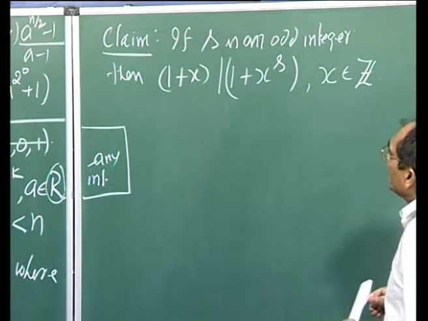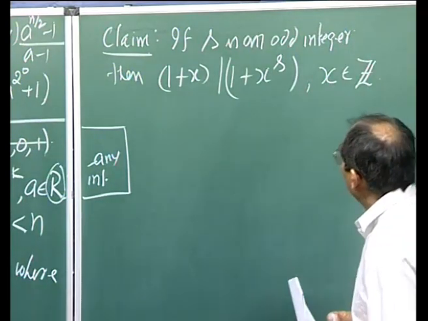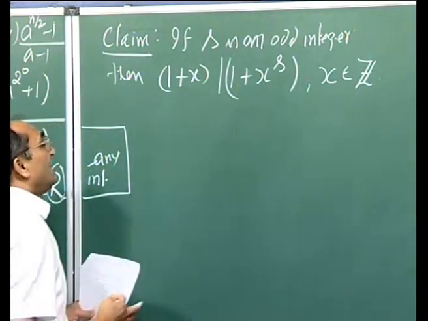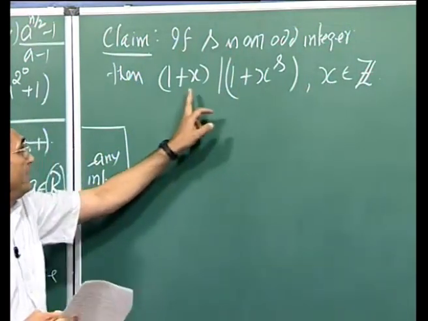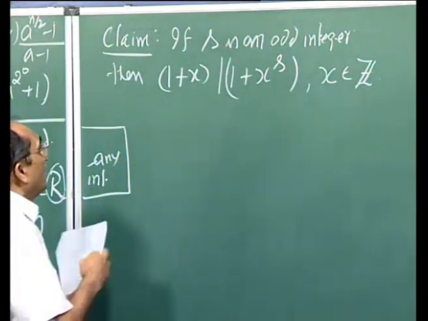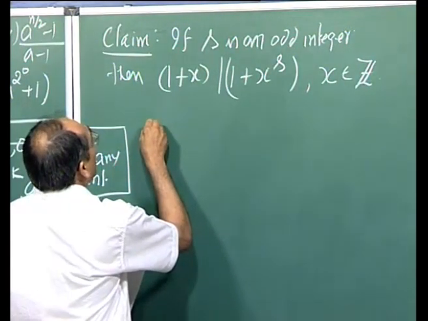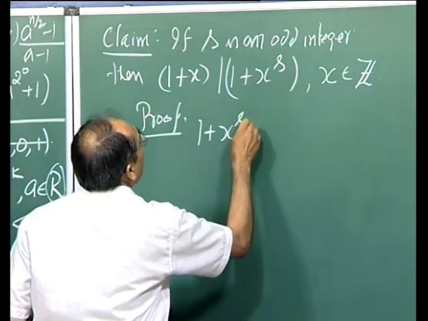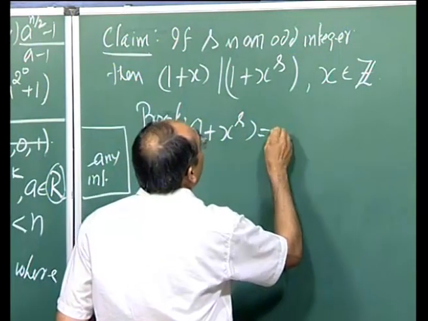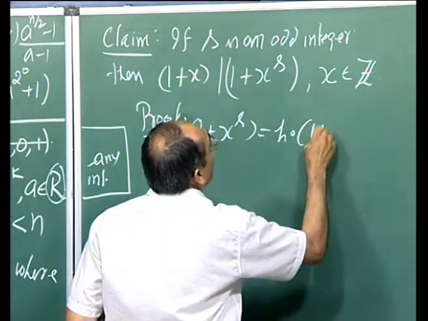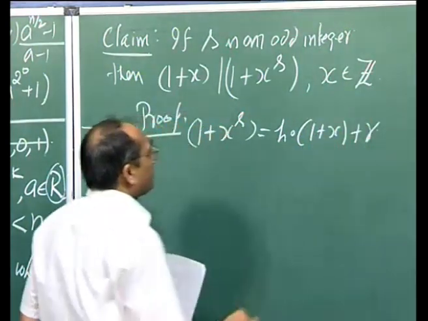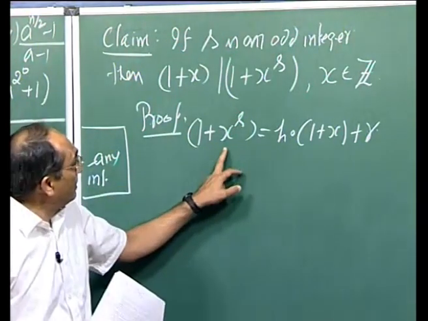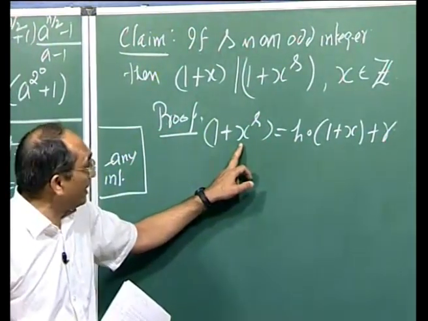So, to show this, let us divide (1 + x)^s by (1 + x), and we can write (1 + x)^s as some h times (1 + x) plus r. I am treating x as a variable.